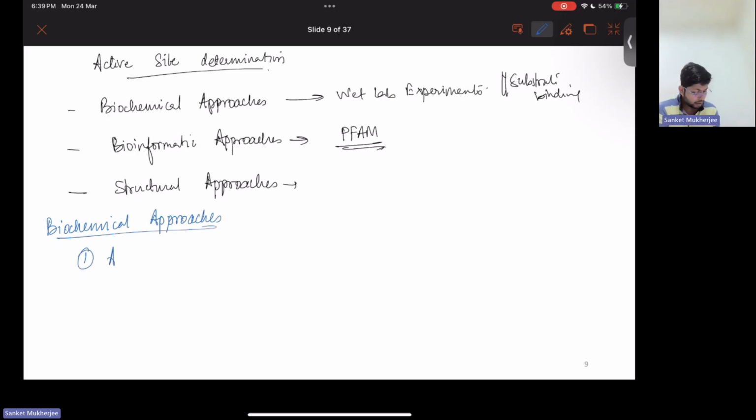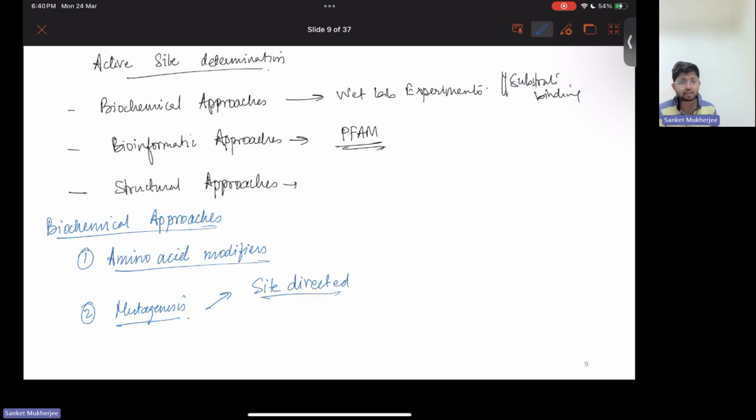Now, talking about the biochemical approaches, it can be through amino acid modifiers or through mutagenesis. So mutagenesis can be again site directed, where you change a specific amino acid or nucleotide, or it could be random as well.